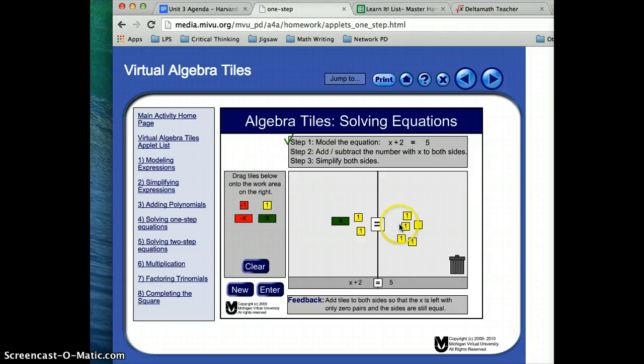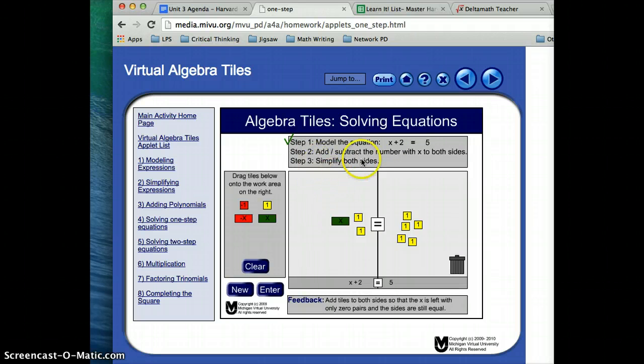So when I have correctly modeled the expression, we'll get a little check mark up here, and I can go to the next step. If I don't see the check mark, it means I've made a mistake, and I need to look at how I modeled the equation again, and I cannot go forward with step 2 until I get a check mark on step 1.